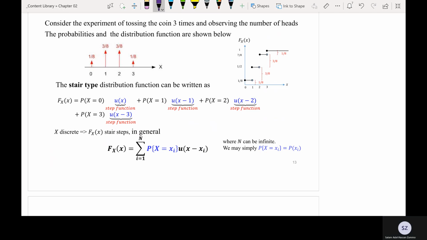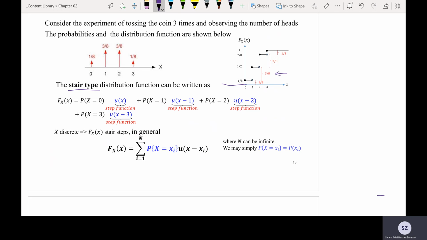Now, for discrete random variables, it's a stair type. What does stair type mean? It looks like this. It is continuous from the right and maybe not continuous from the left. However, it has to be continuous from the right. So basically, we can see that before 0 the value is 0, and it starts to be non-zero at 0. If x is 0, the value is non-zero.